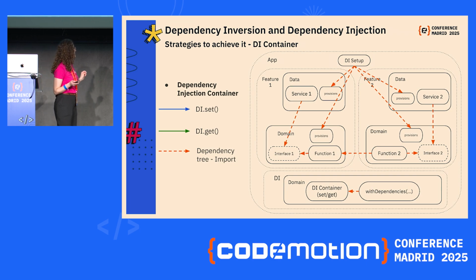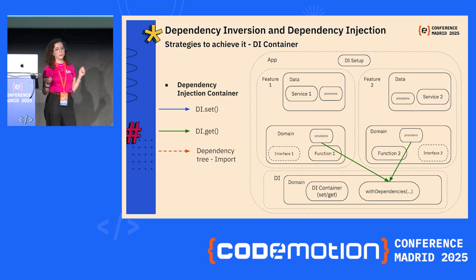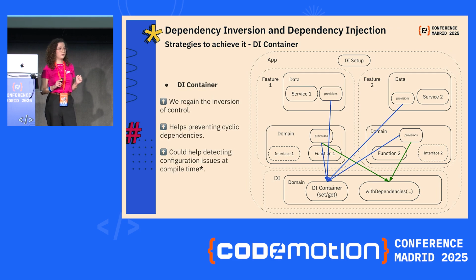This is the flow of dependencies, right? So instead of accessing the same thing to set your dependencies and to retrieve them, we're going to use the DI container for the set. And then if you want to retrieve some of the dependencies, you're going to use the withDependencies function to get them from the provision. Of course.